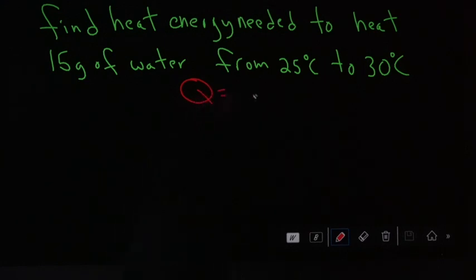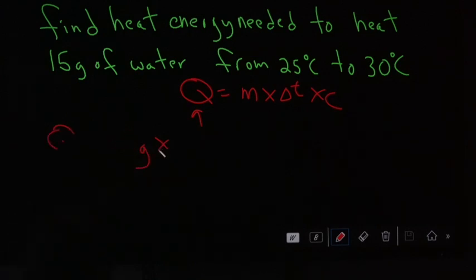Q equals M times delta T times C. And we are going to find Q. So all we got to do is plug in: Q equals 15 grams times 5 degrees C. Now here's the part that people forget about. You got C up there. That's specific heat. You got to put it in there.